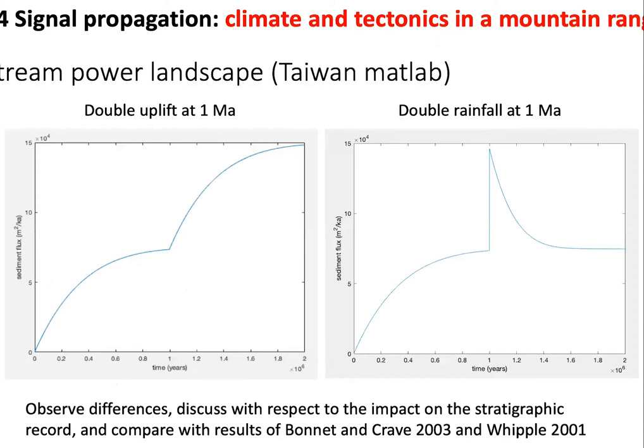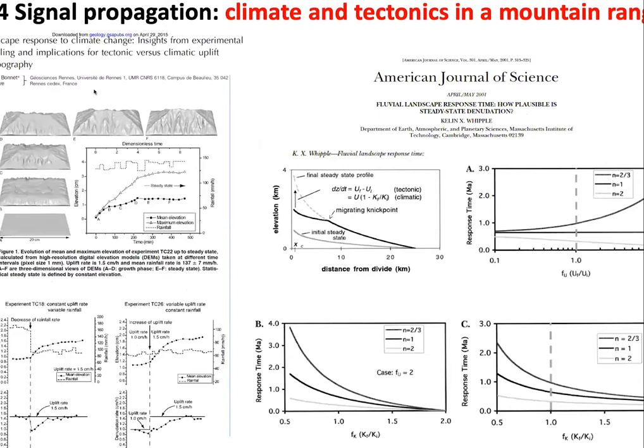So here I wanted to share those two papers, and you do have the title: landscape response to climate change, from an experimental modeling perspective. That's a paper by Stéphane Bonnet and Alain Crave. It's not from 2015, it's from 2003, I think. I don't have the date; I just downloaded it in 2015, but that is just the date of the download. Stéphane Bonnet and Alain Crave were in Geosciences Rennes, where François and Cécile are sitting.